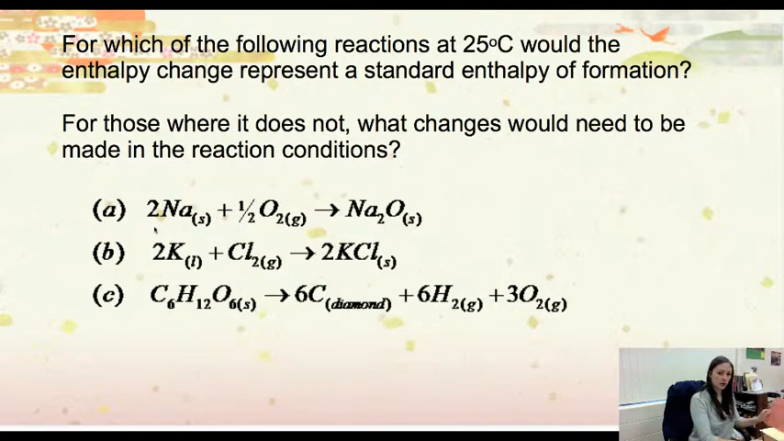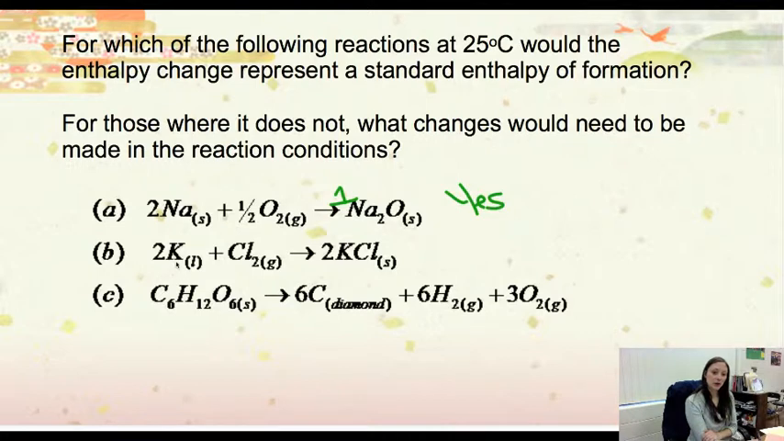So I'll look at this here. Okay, I've got Na, an element, O2, an element. O is always a 2 when it's by itself. And I'm making Na2O, which is good. I have my elements, and I make the product, a compound. Notice how I'm making 1 mole of the compound. So yes, this one was done at standard enthalpy. So I can get these values and figure out the standard enthalpy of formation.